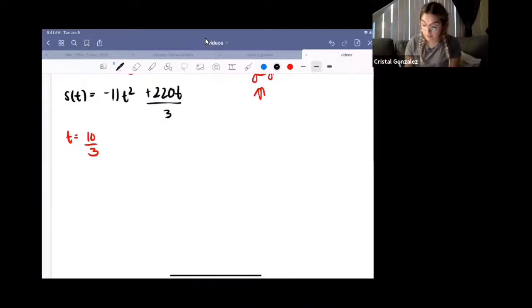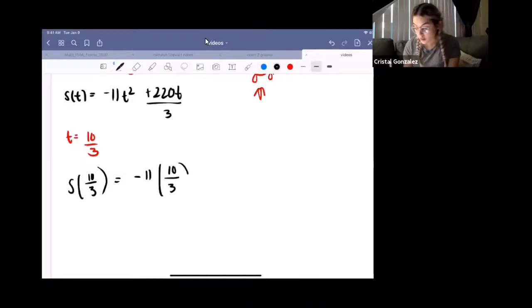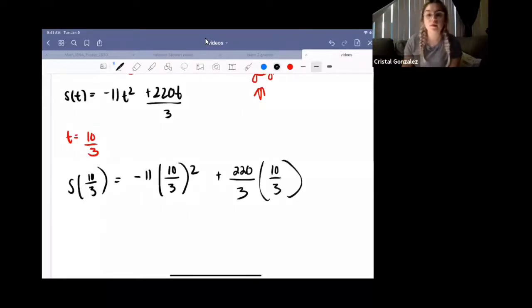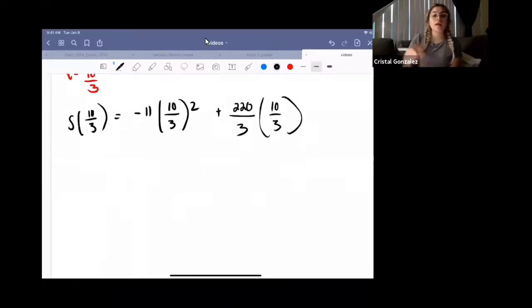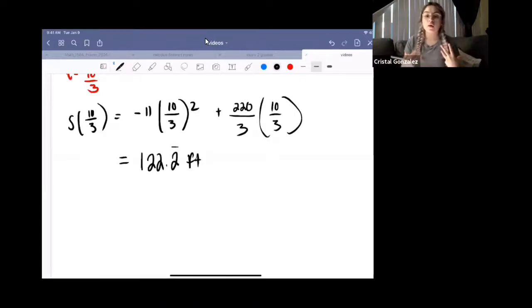So we're going to get s of 10 over 3 is equal to negative 11 times 10 over 3 squared plus 220 over 3 times 10 over 3. Beautiful. Okay, now after that, we just simplify. And if you plug this into your calculator, you'll get that we went 122.2 feet in distance. And so here we don't have to put per second because they want to know the distance traveled, right? So that's all they want to know.